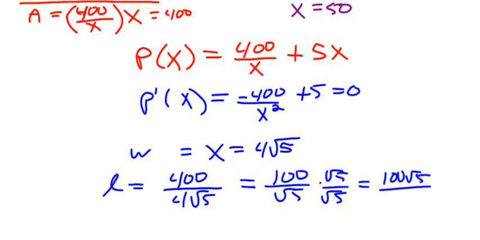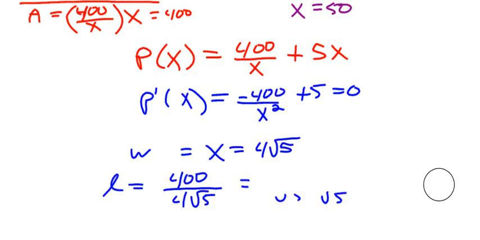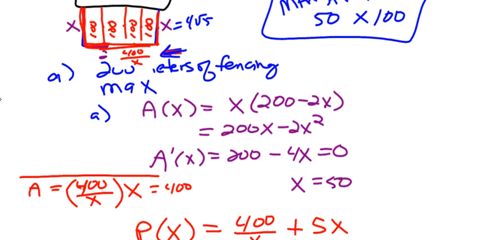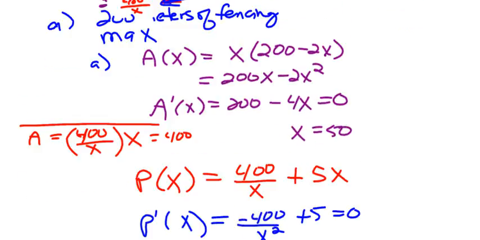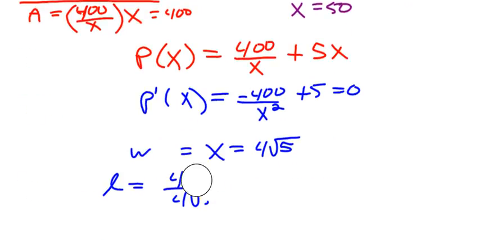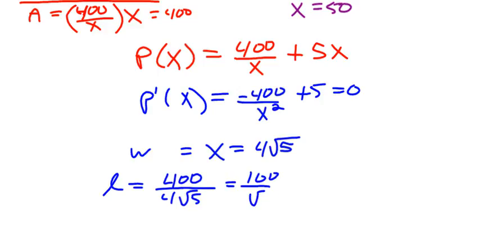Uh-oh. I messed up somewhere. Hold on. What did I do wrong? Before I do that, that would be the whole pen rectangular area, not each individual pen. So let's go back and do this again. This individual pen area is really going to be, well, let's do this. 400 divided by 4 square root of 5. Okay? But each of these, let me keep going with this.